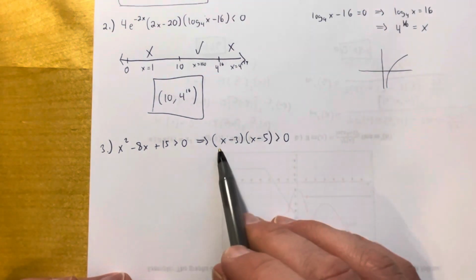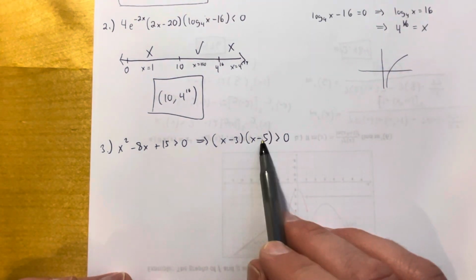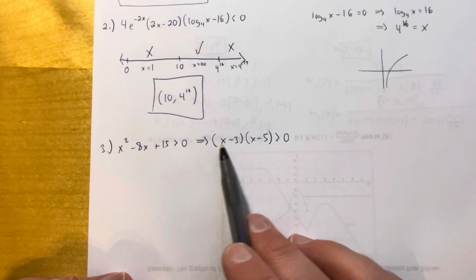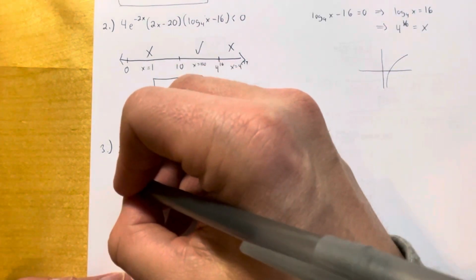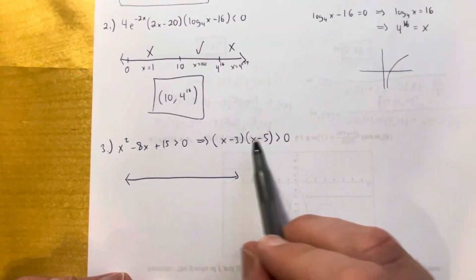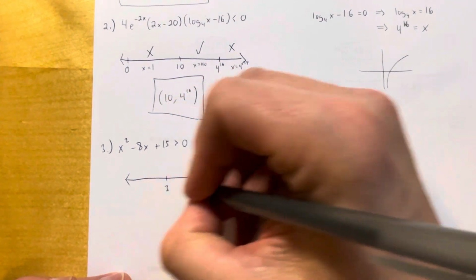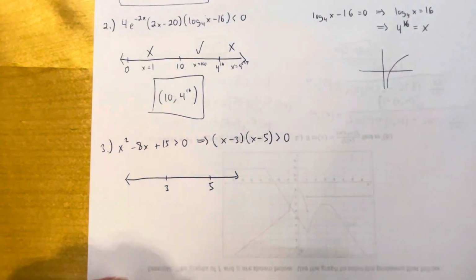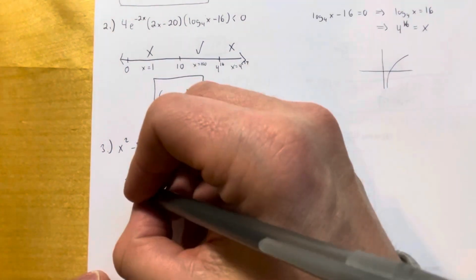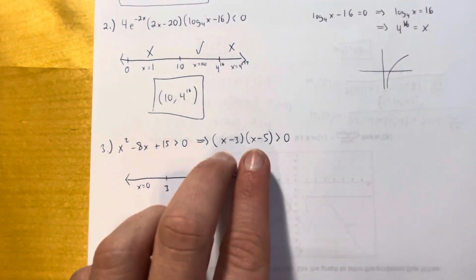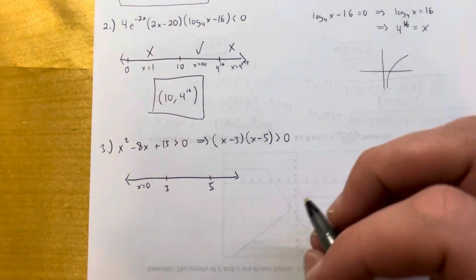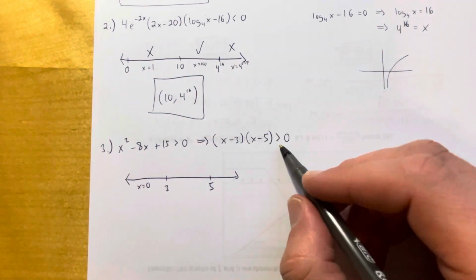Now, that would give me 2 values where, if I set this equal to 0, this would come out to 0. And that's going to be at 3 and 5. So I put those on my number line. And then I do the same process. If I pick something over here like x equals 0, then I have negative 3 times negative 5. Negative times negative is positive, and that's what we want.